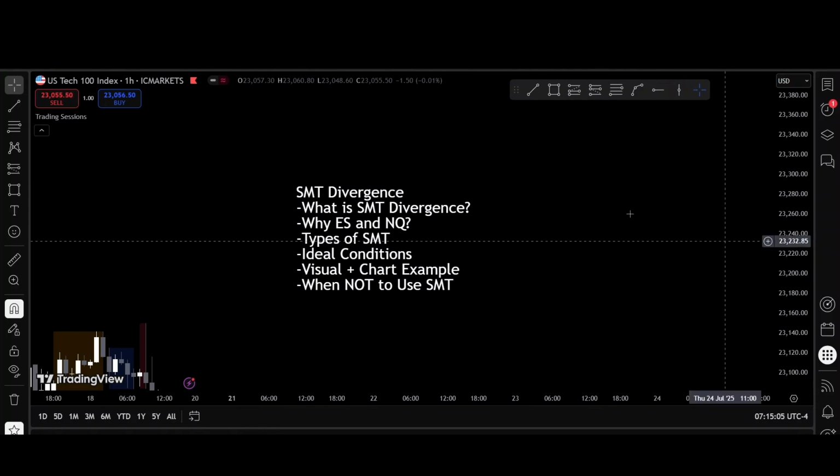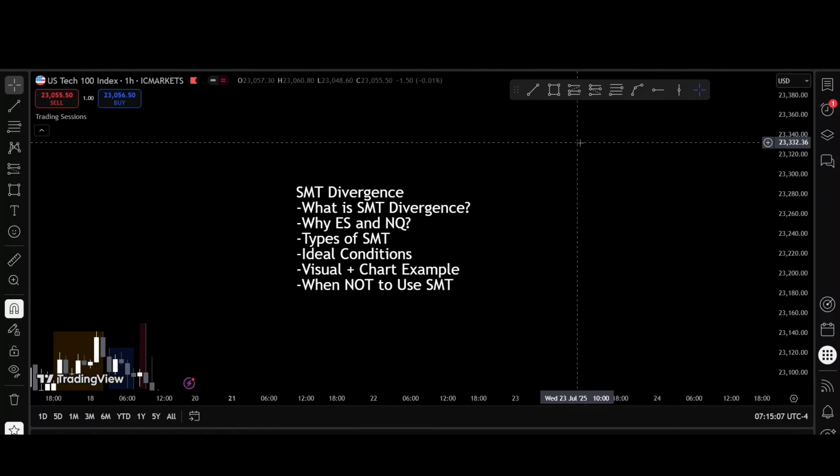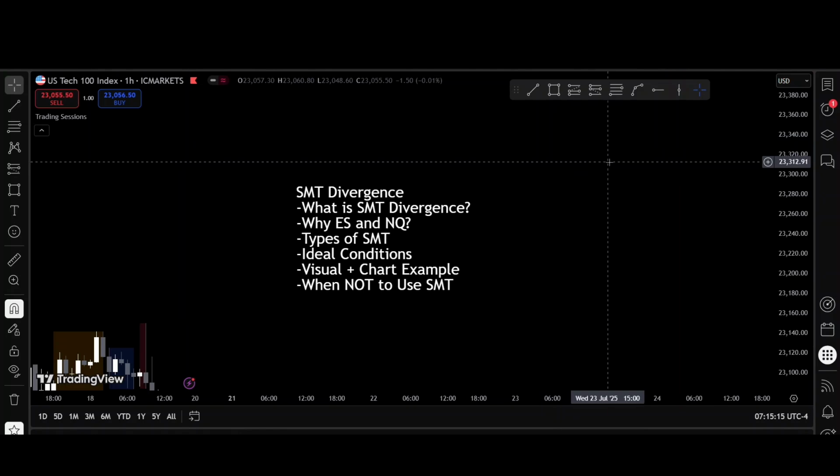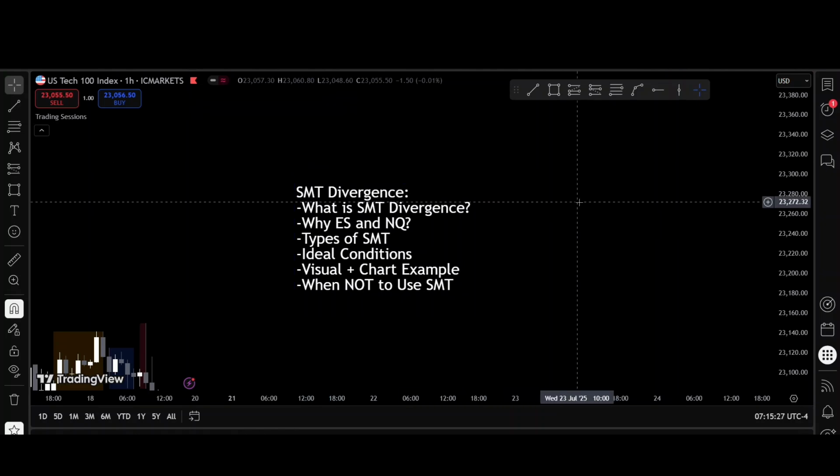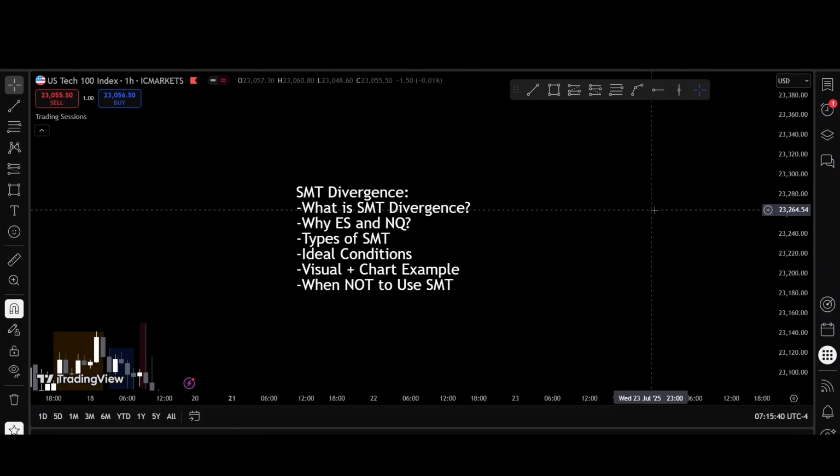I'm going to be showing you how I use the SMT Divergence to catch trades on ES and NQ, and they are also confluences that you can use as part of your trading strategy, just like your order block, your breaker block, your fair value gap, all those things. You combine all of them together, you've got a solid strategy. So without further ado, let's get into this SMT Divergence.